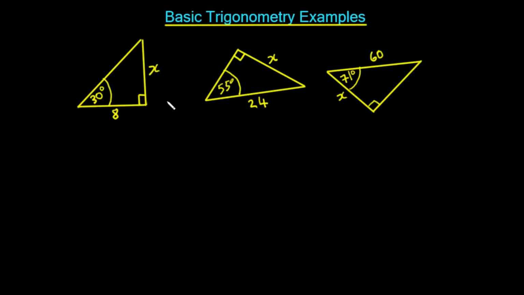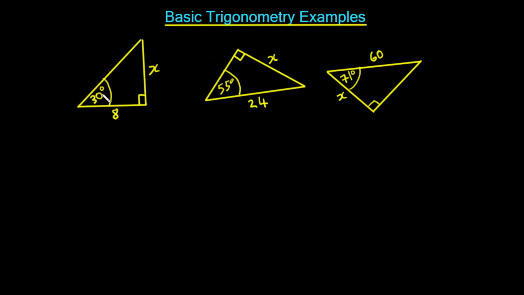So let's go through these three examples. We have a right angle triangle. We have a length of 8 and an angle of 30 degrees. Now in these examples we're dealing in degrees, not in radians. So if you've got your calculator and you're going to work through these, make sure your calculator is sitting in degrees mode. And we're looking to find the value of x.